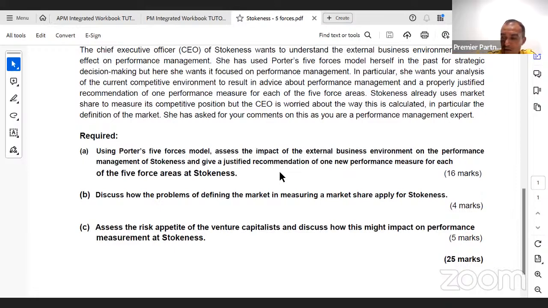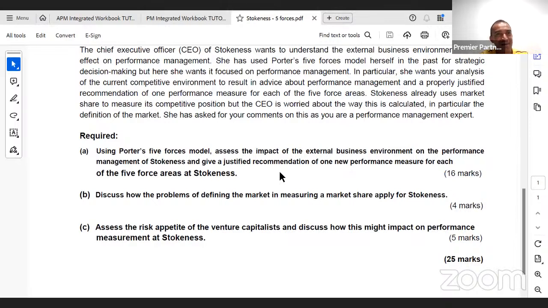No. Do they have any of their hydrogen fuel cells in any of the vehicles that are currently running? No. Keep that in the back of your mind. When will a company have a market share? When the product is in the market. Exactly. When the product is in the market, a company will have a market share. Whereas our company still hasn't even sold. Now the question is, discuss how the problems of defining the market in measuring a market share apply for Stokeness.